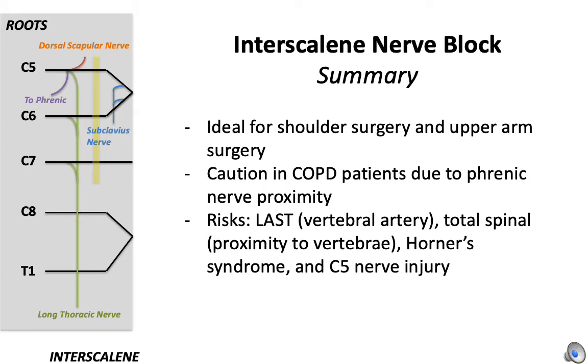In summary, the interscalene nerve block is ideal for surgery of the upper arm and shoulder. Due to the proximity of the phrenic nerve, it is important to use caution when performing this block on a patient with chronic obstructive pulmonary disease. Other risks of this block include local anesthetic toxicity, total spinal, Horner syndrome, and C5 nerve root injury, which can result from inadvertent injection into the nerve root.